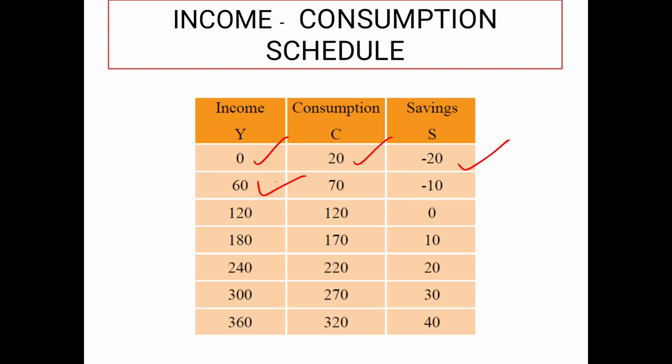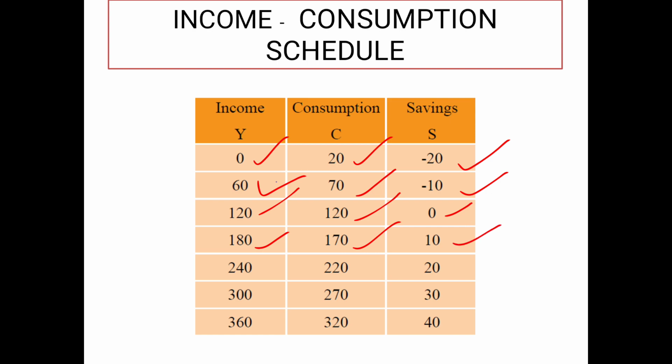In the second one you can see 60 is the income of a person. He consumes 70. So an extra 10 rupees, so there's no savings because it's minus 10. Next, a person's income is 120. He consumes 120 but no savings, it is 0. Now the next income is 180 where the person consumes 170. So the difference between 180 and 170 is 10.